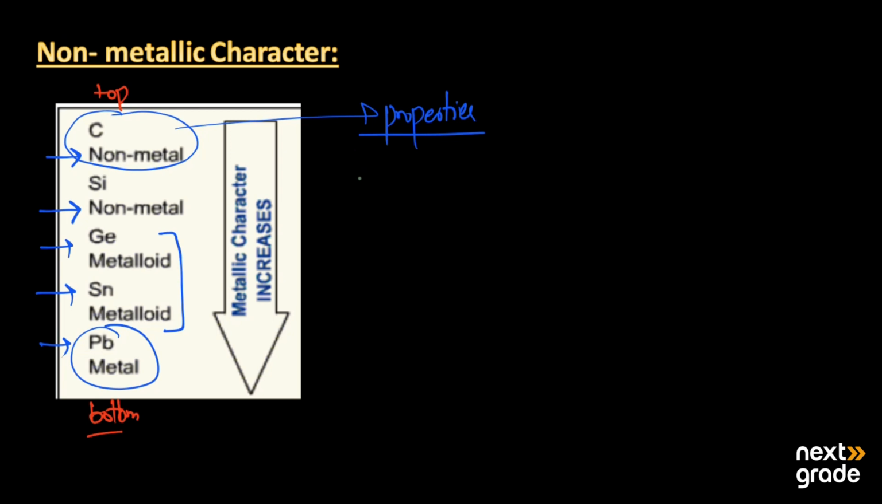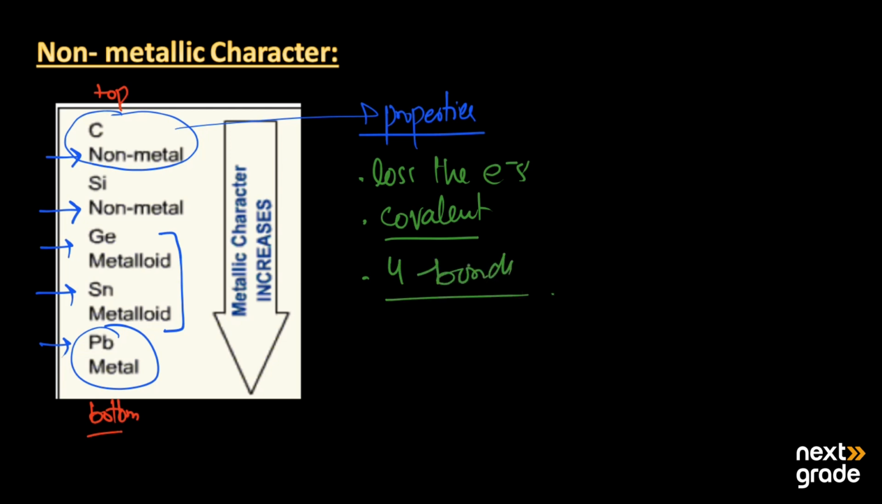As it is a non-metal, it cannot lose electrons easily. If it is not going to lose electrons, it makes bonds whose nature is covalent, and it can make four bonds with other non-metal elements. So it is a non-conductor as compared to the other elements in group 4A of the periodic table. So these were some properties related to the non-metallic character of carbon.